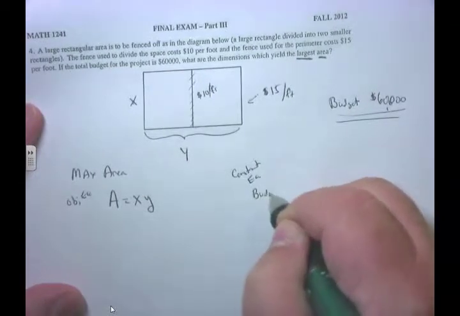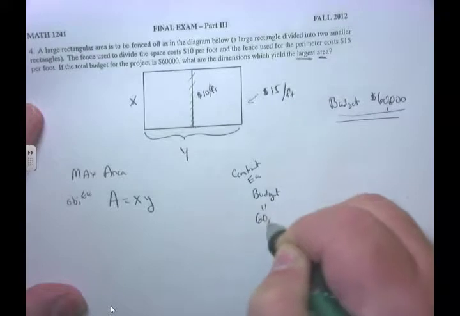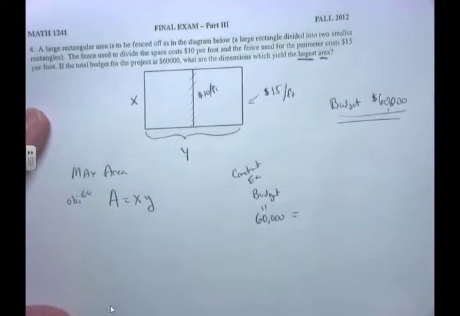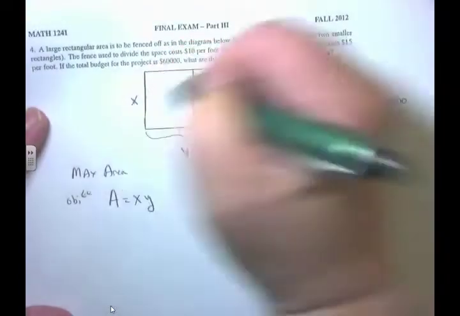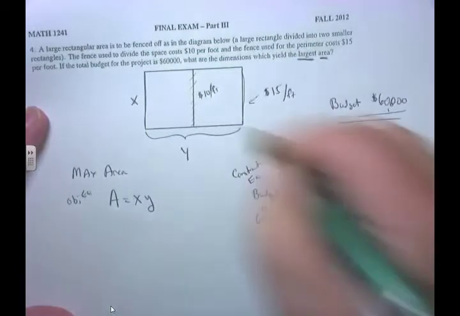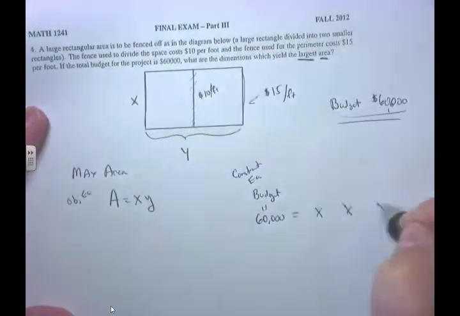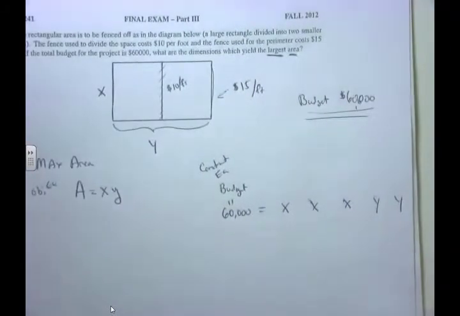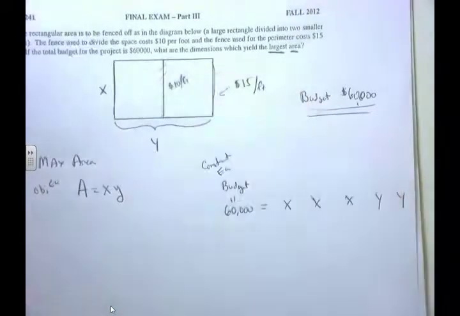The budget is $60,000 to put the fence. Where are we putting fences? We're going to put it here and here, X and X, and this X in the middle, and here Y and Y. And I wrote them all out: 3 X's and 2 Y's. X, X, X, Y, and Y.